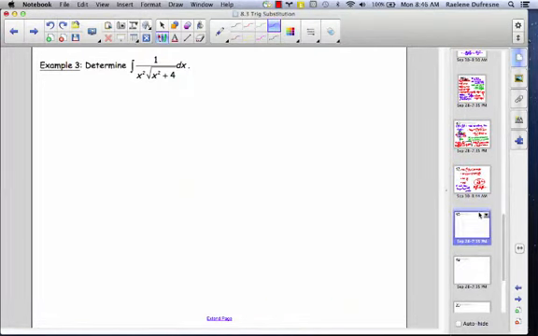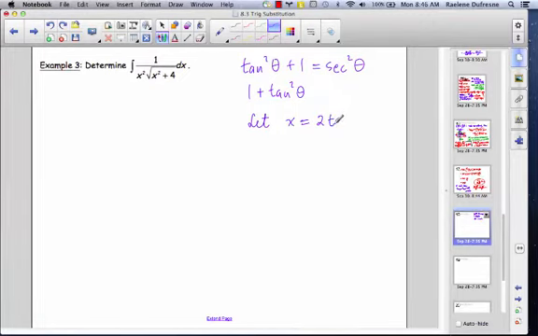In example 3, determine the integral of 1 over x squared square root of x squared plus 4 dx. Now here we see that we've got the variable term first squared plus a constant, and this reminds me of tan squared theta plus 1, or 1 plus tan squared theta, depending on how we want to write it. And this is equal to secant squared theta. So I'm going to let x equal a, which is 2, tan of theta. And therefore dx is equal to 2 secant squared theta d theta.